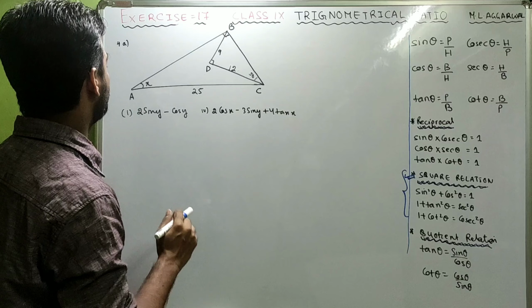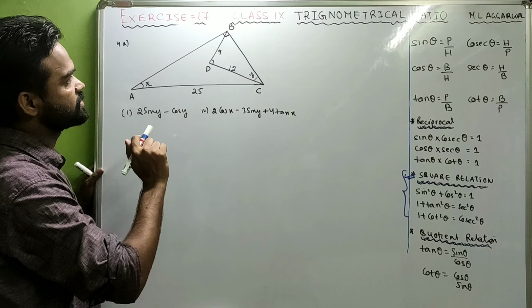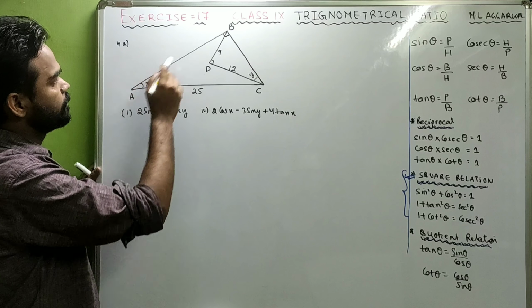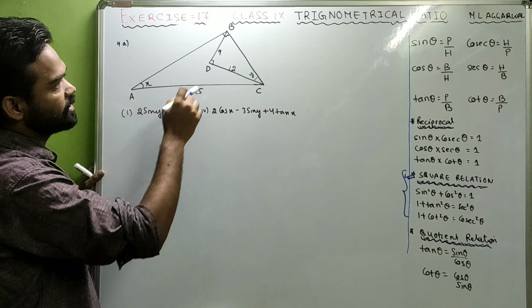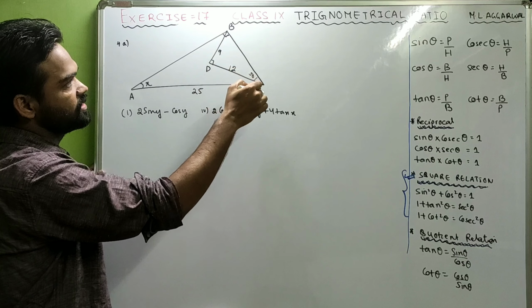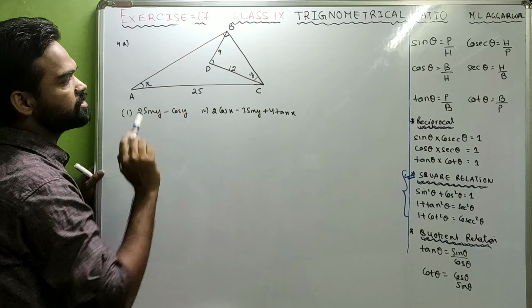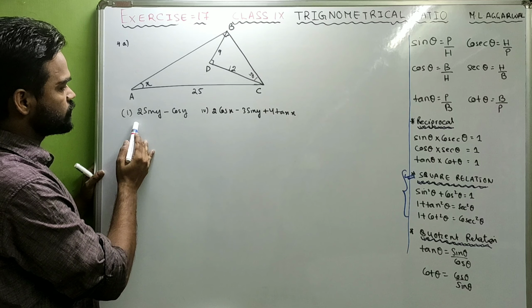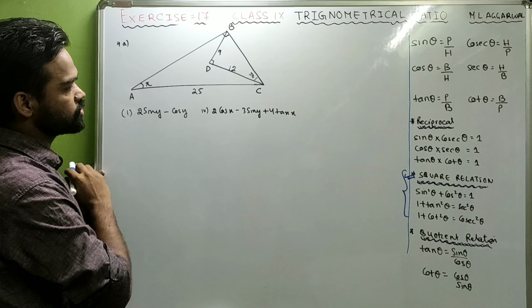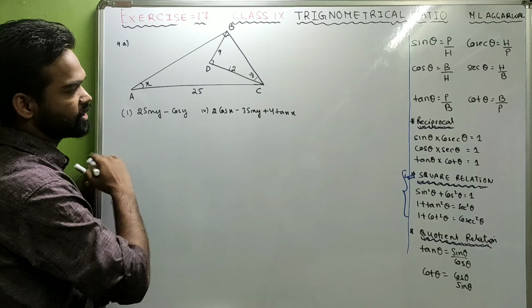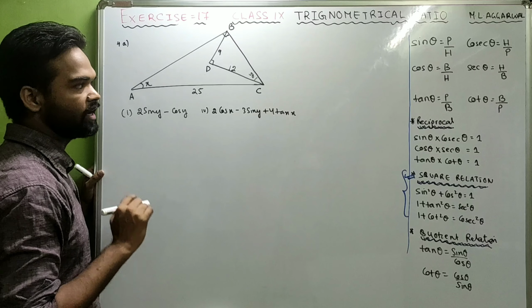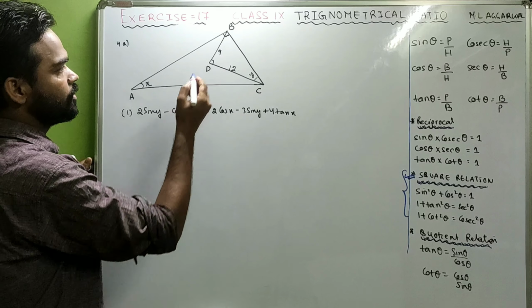Now let us look at the next sum. Look at sum number 4 part A. They've given a triangle ABC, right angle at B. BAC is X. Inside that you have another triangle BDC, right angle at D, where angle DCB is Y. They've told us to find 2 sin Y minus cos Y, and then 2 cos X minus 3 sin Y plus 4 tan X. Look properly first.